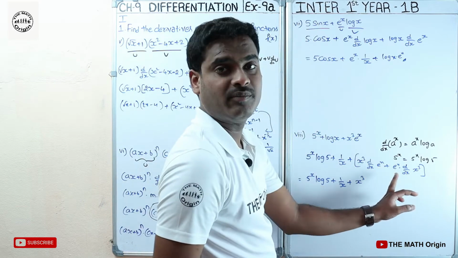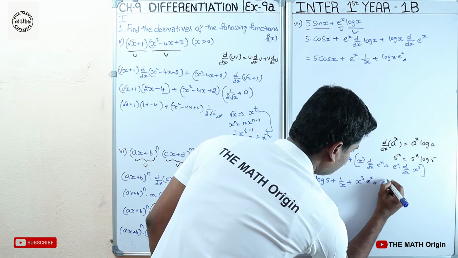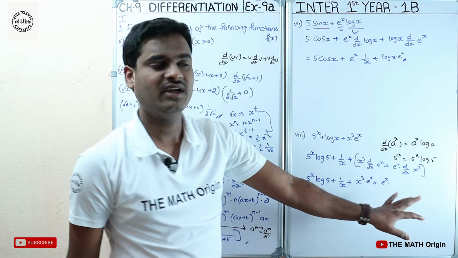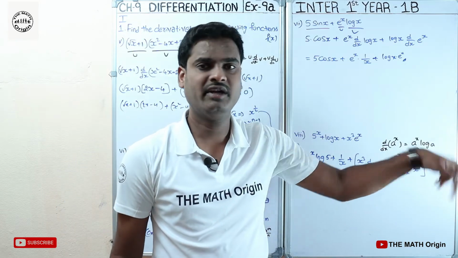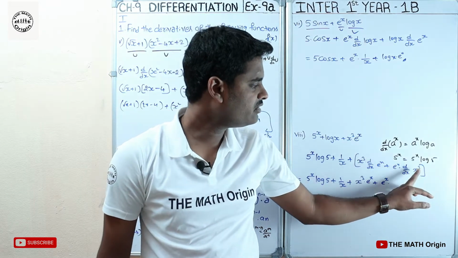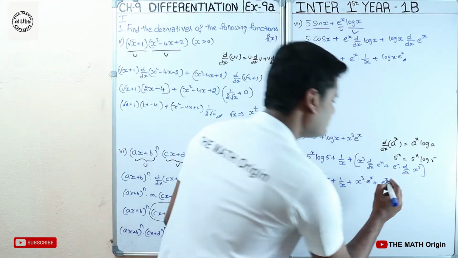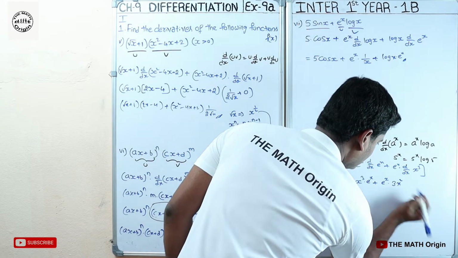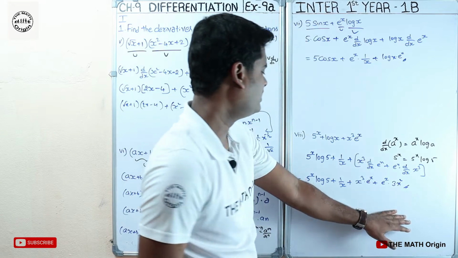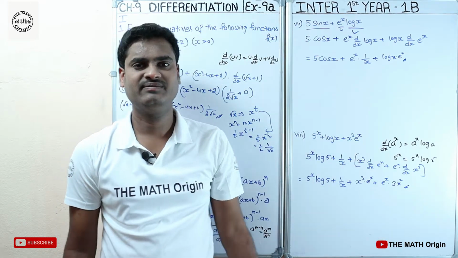So this value, let's write it as is: 5 power x log 5 plus 1 by x plus x cube into d by dx of e power x, which is e power x, plus e power x into d by dx of x cube. Let's take x cube as x power n. d by dx of x power n is n into x power n minus 1. So x cube means 3 into x power 3 minus 1, which will be 3x square. That is the derived differentiable equation for the given question.